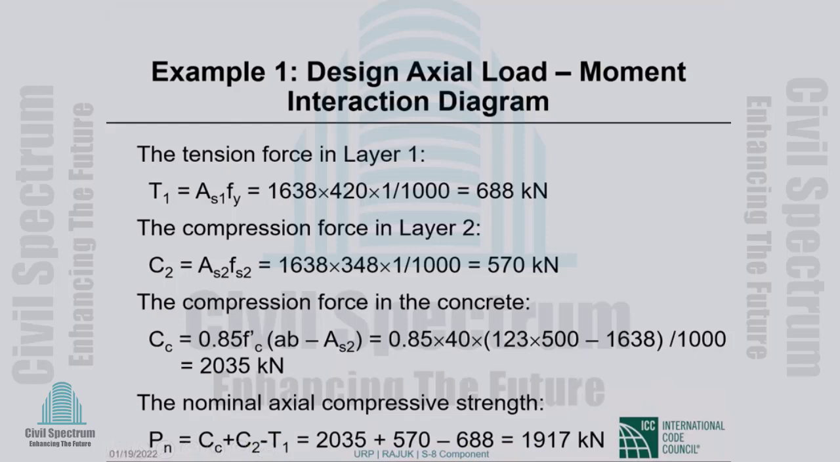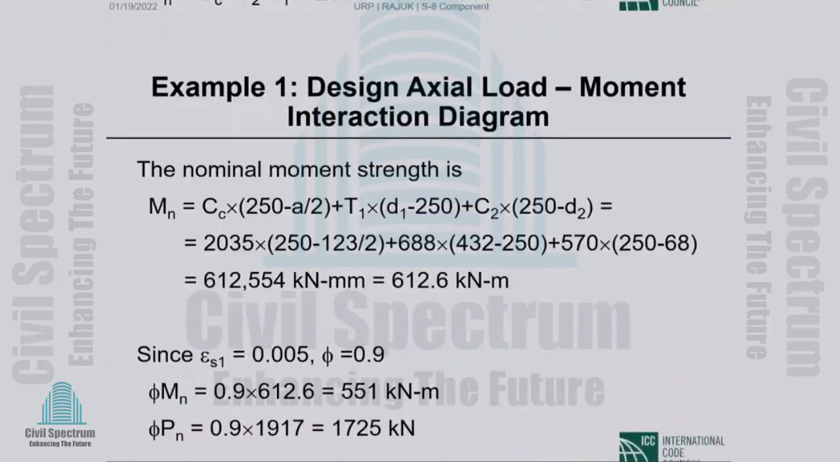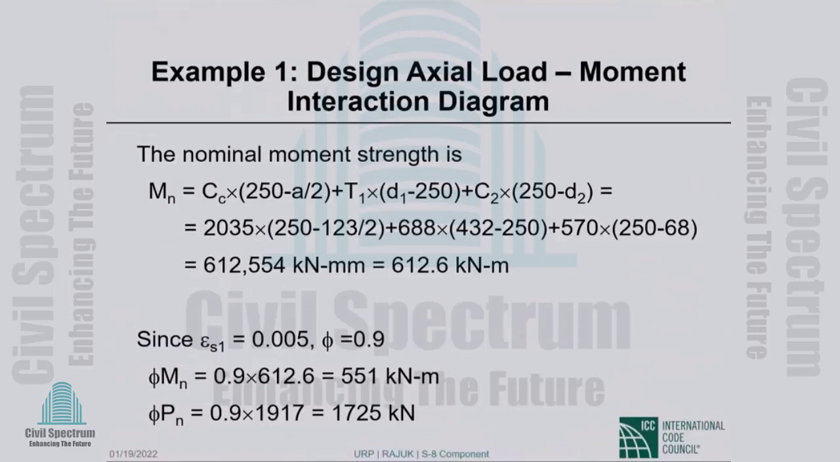Okay. So the axial force on the section, that would be P sub N, is the two compressions minus the tension. That is 1917 kilonewtons. And then we take moments about mid height of the section, 250 millimeters from the top or the bottom, of the two compression forces and the tension force. That gives us a nominal moment strength of 612.6 kilonewton meters.